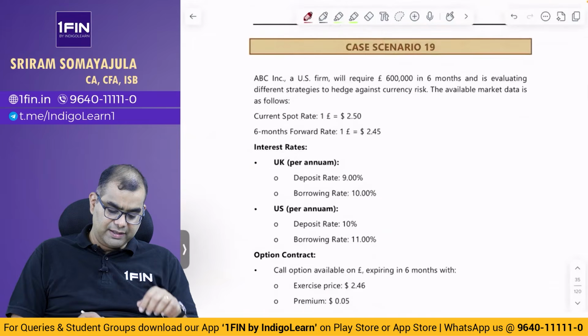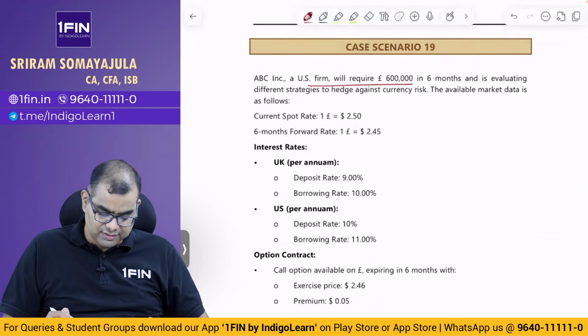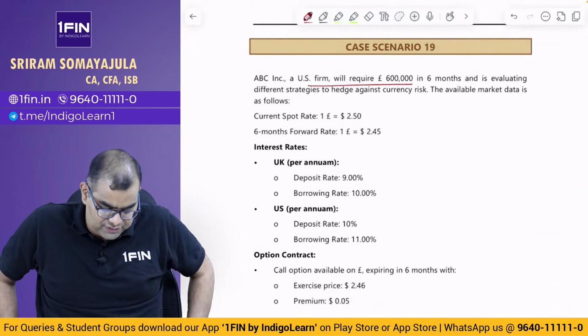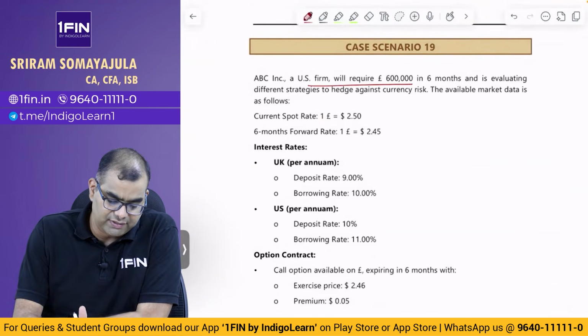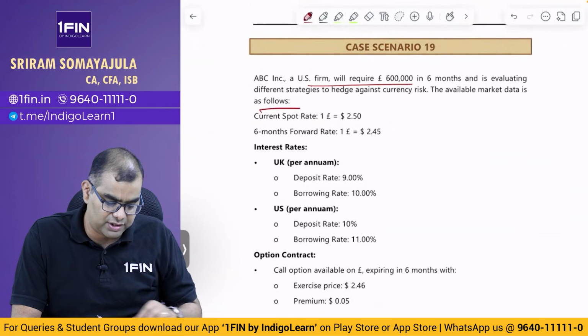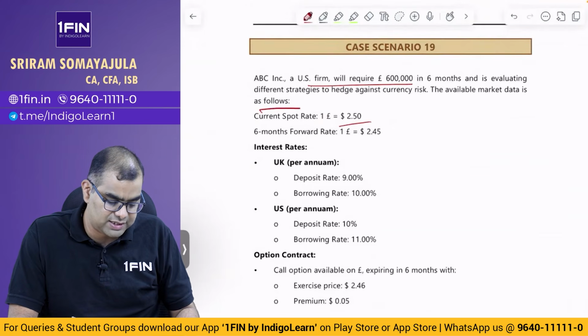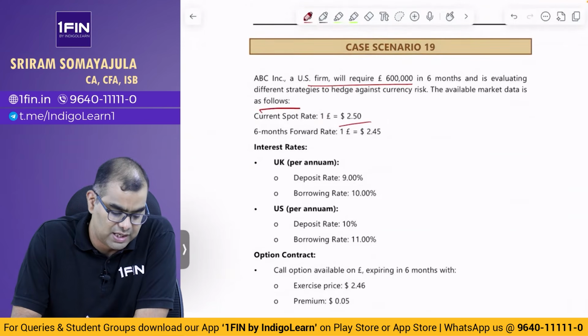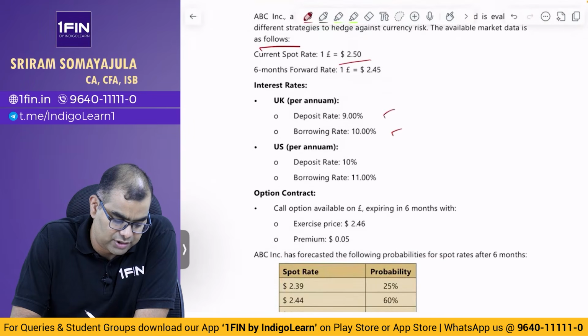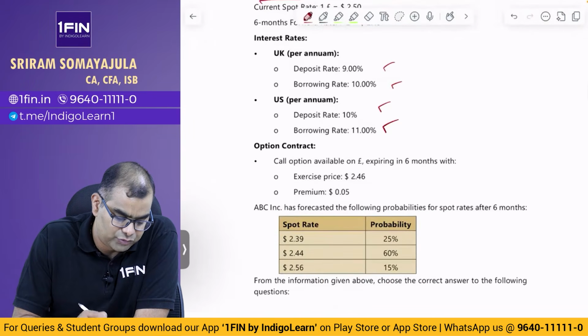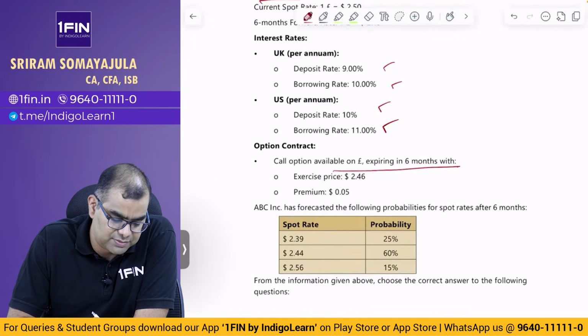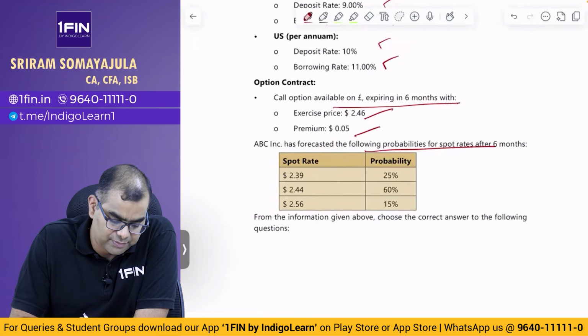Okay. Then ABC Inc., a US firm, will require 600,000 pounds in 6 months and is evaluating different strategies to hedge its currency risk. The available market data is as follows. Current spot rate is 1 pound equals $2.50 and the 6 months forward rate is $2.45. Interest rates are given: deposit and borrowing, UK and USD. A call option is available in dollars, expiring in 6 months with an exercise price of 2.46 and a premium of 0.05. They have forecasted the following probabilities. From the information given above, choose the correct answer.